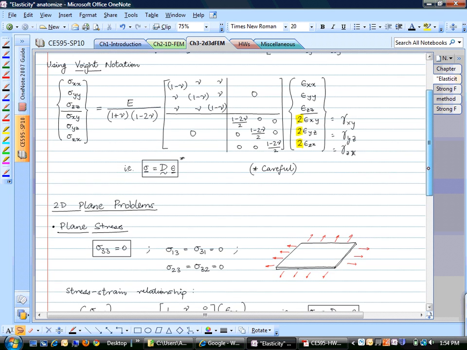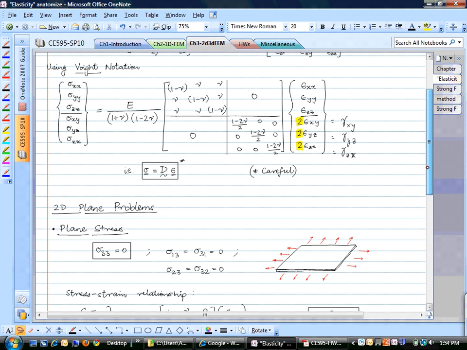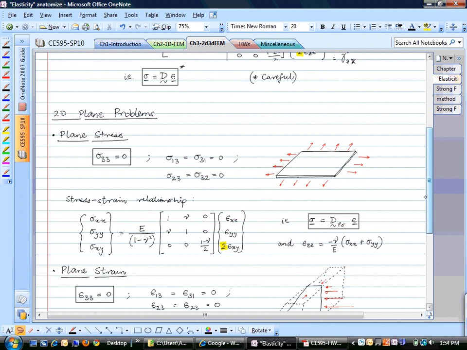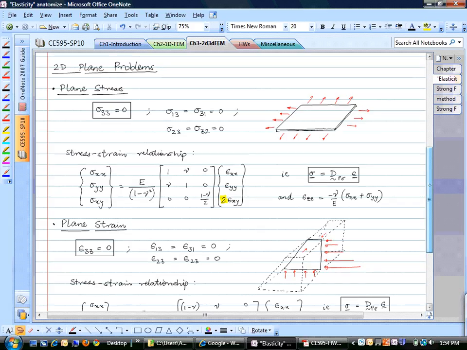All right. So this is what we would have in a general 3-dimensional case. If we restrict our problem to 2 dimensions, there are 2 types of problems that we normally have: plane stress and plane strain problems. And I'm sure most of you have already seen these things before. But in the first problem, the plane stress problem, we say that sigma 33 is 0. And that actually is a good approximation for problems where you have thin sheets.